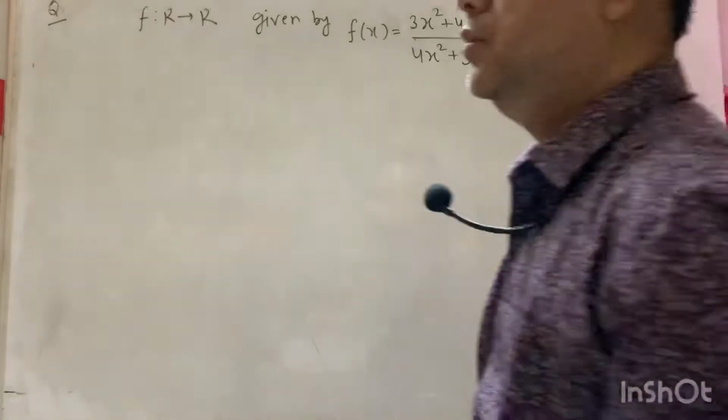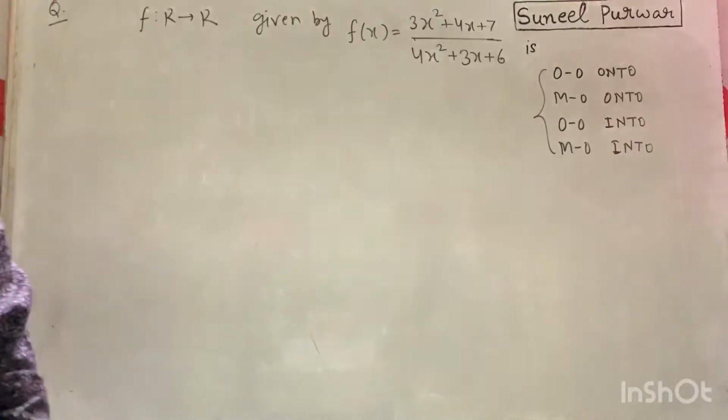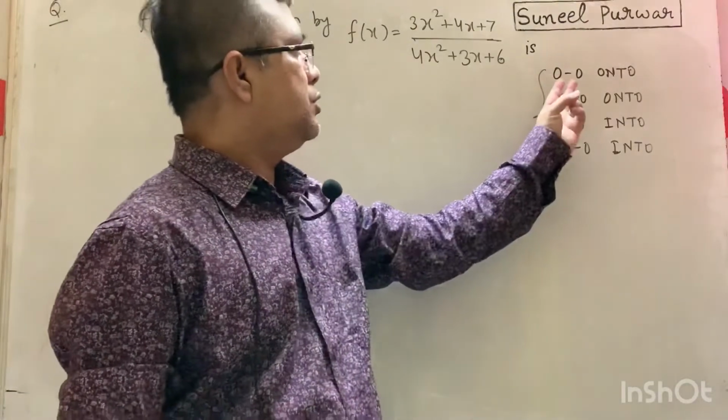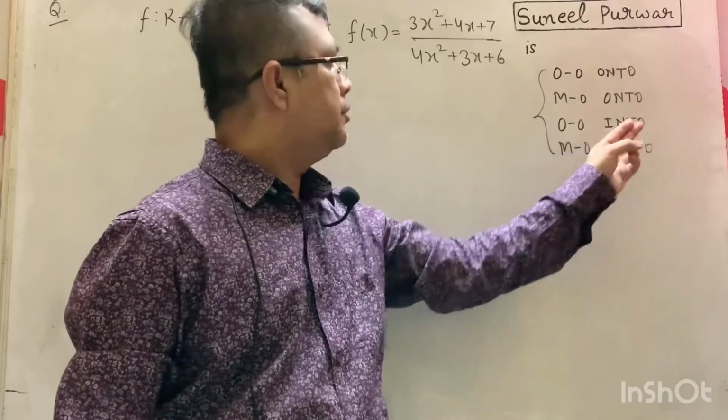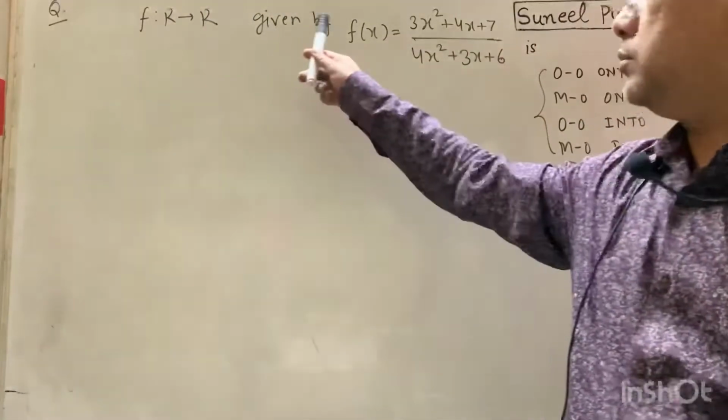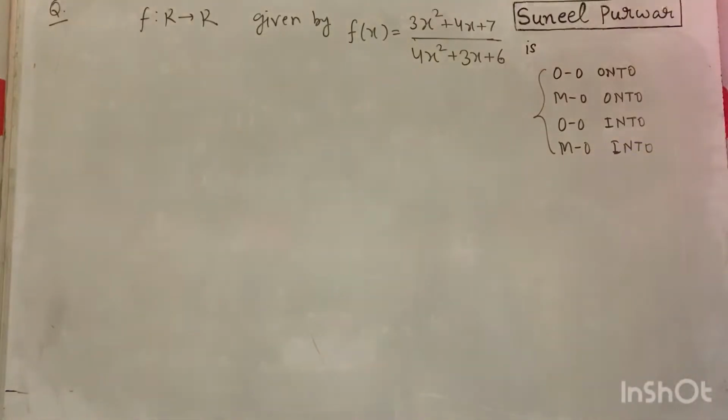Now in this question and two more questions to follow, you have to tell the type of function. Whether it is one-one onto, many-one onto, one-one into, or many-one into. So look at the function and you have to tell its type.